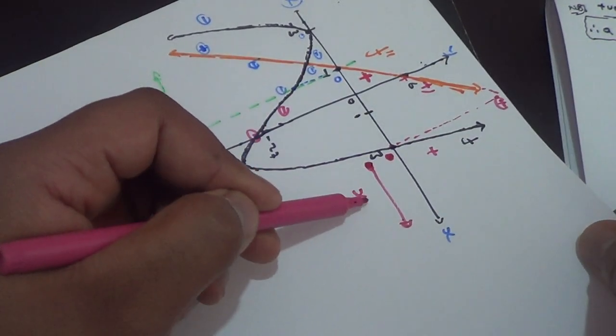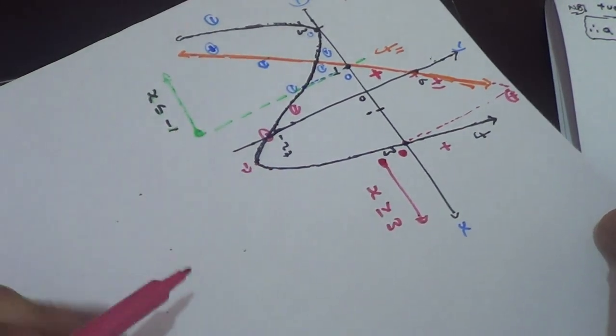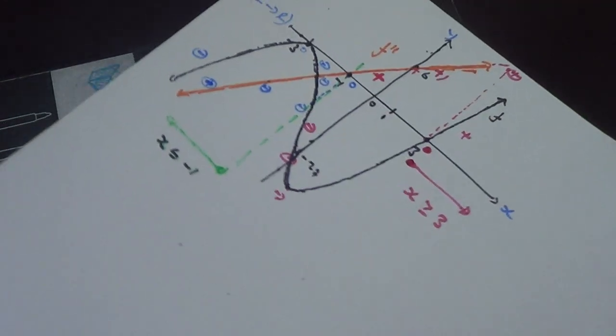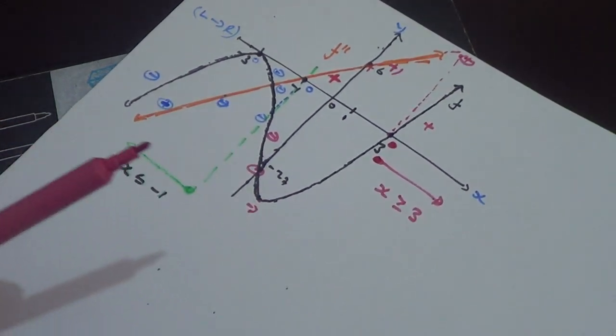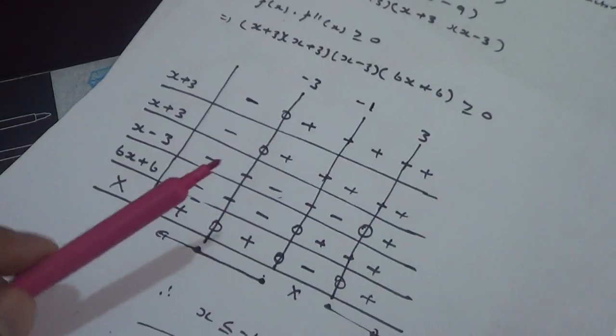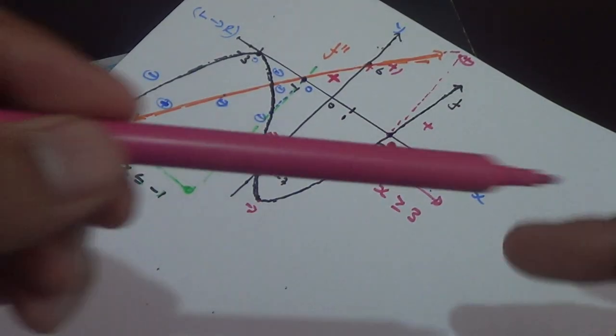So we know that our x must be greater than or equal to 3 to satisfy this. So you have both methods, graphical and algebraic table. Maybe let's call it an algebraic table. It works. Okay, not a problem.